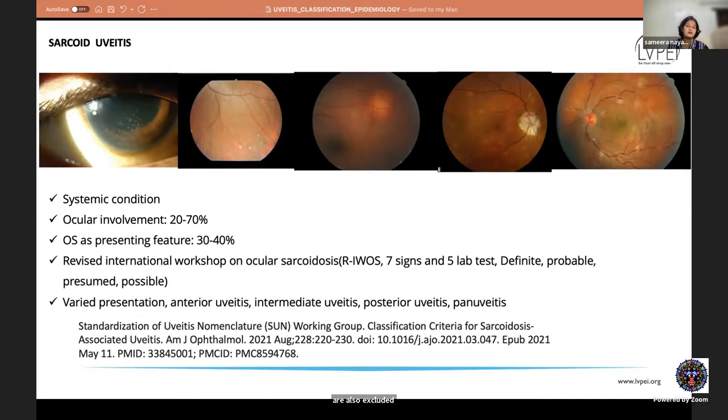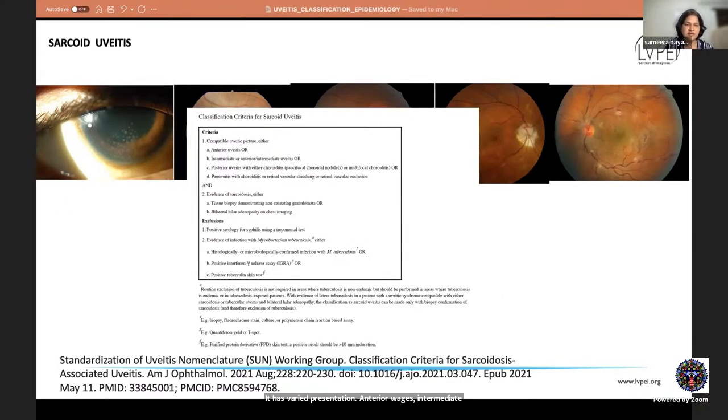Sarcoidosis is a systemic condition. In 20 to 70% of cases, there is ocular involvement. 30 to 40% of cases of systemic sarcoidosis actually present with ocular sarcoidosis. It has varied presentation: anterior uveitis, intermediate uveitis, posterior uveitis, and panuveitis. The disease-specific criteria include compatible uveitis picture, meaning presence of anterior uveitis or intermediate uveitis or posterior uveitis or panuveitis with evidence of sarcoidosis, either tissue biopsy or bilateral hilar lymphadenopathy on chest imaging. Here we need to exclude syphilis and tuberculosis.